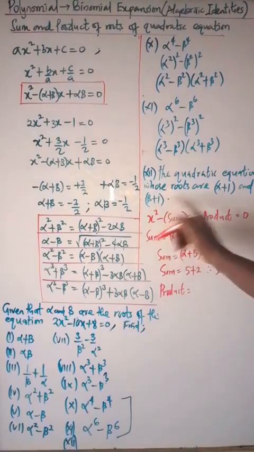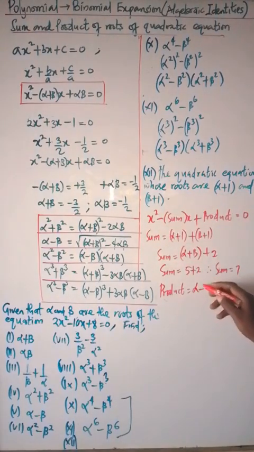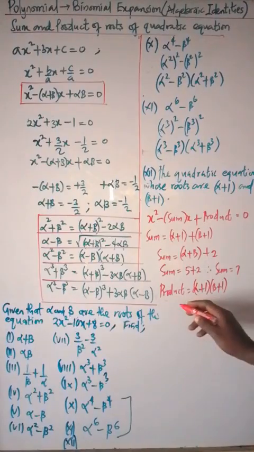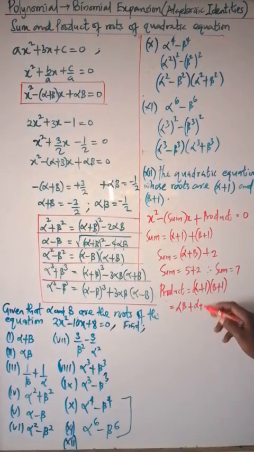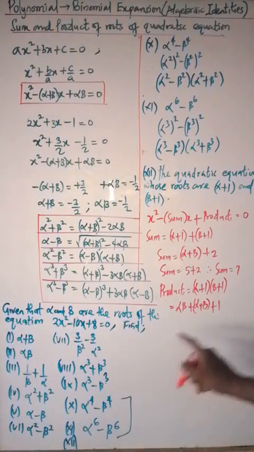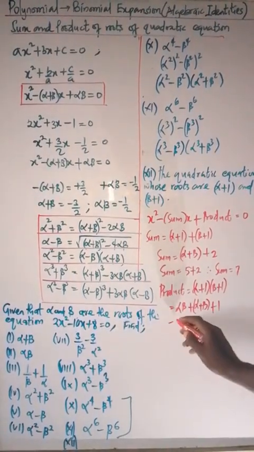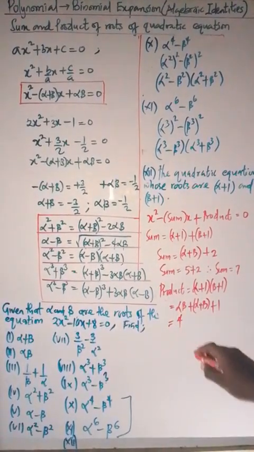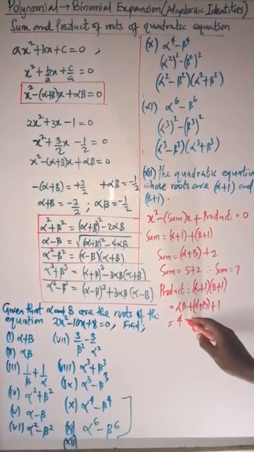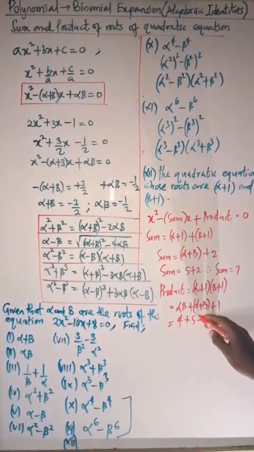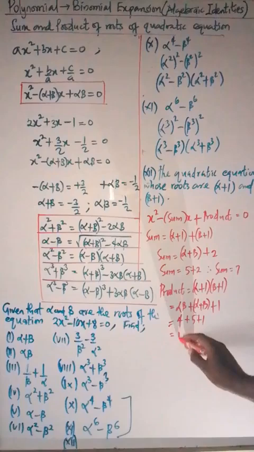We multiply the two roots. We multiply alpha plus 1 by beta plus 1. By the time we expand, we should be getting alpha beta plus alpha plus beta plus 1. So that's the expansion for alpha plus 1, beta plus 1. Before now, we've gotten the product to be 4, and we've gotten the sum to be 5, plus 1. So the product is 10.